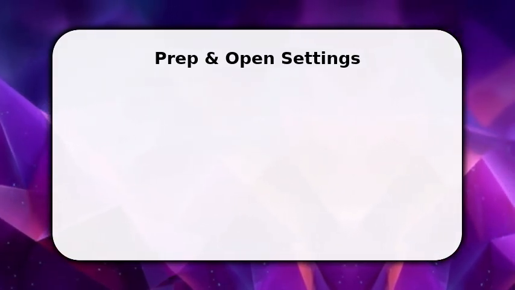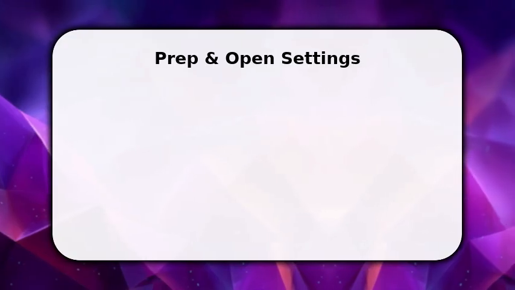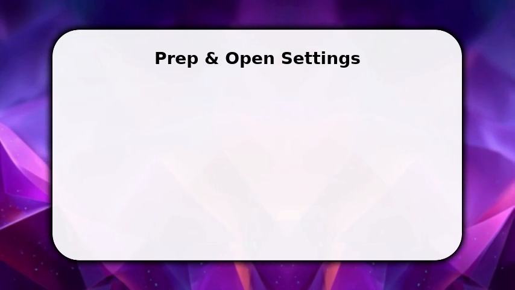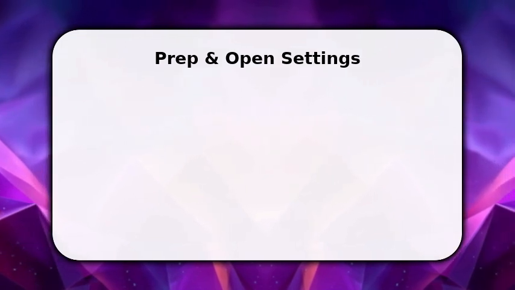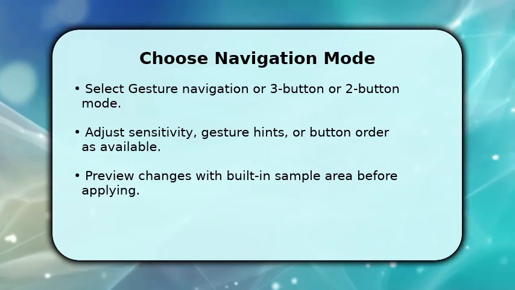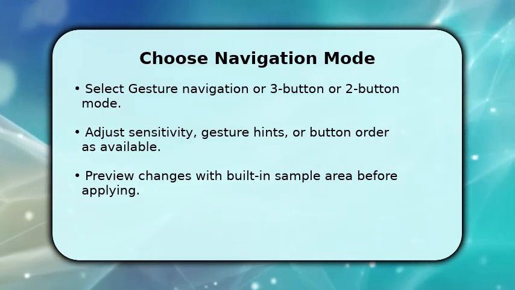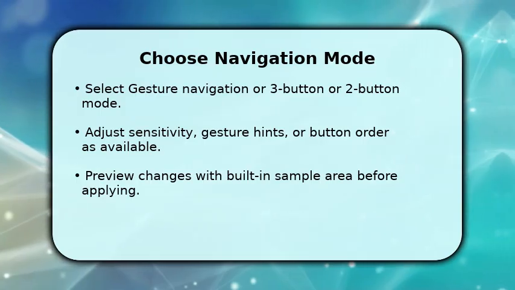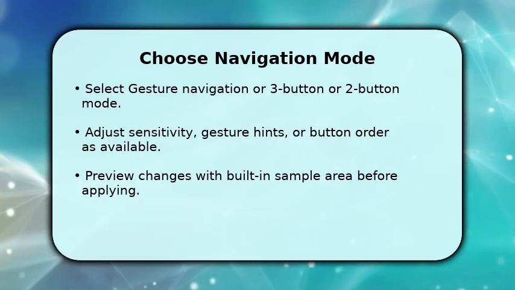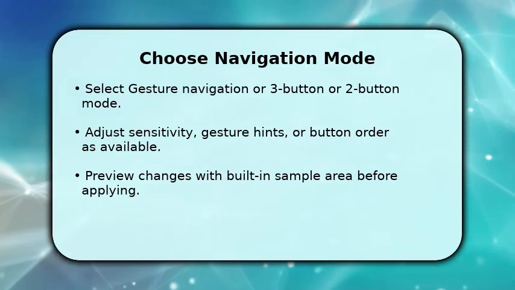You do this because some Moto builds hide navigation options under different labels, and starting at Display speeds the process by showing visual options immediately. You now select the navigation mode that fits your workflow: gesture navigation for edge swipes, 3-button for classic controls, or 2-button where available. Tap the option and use the preview area to test how swipes or buttons respond.